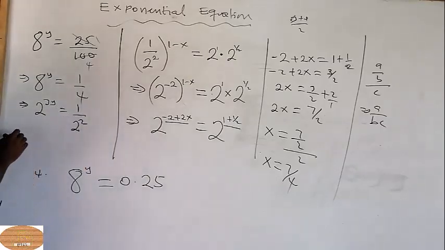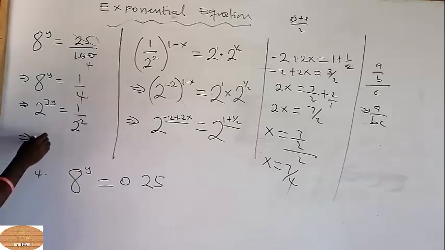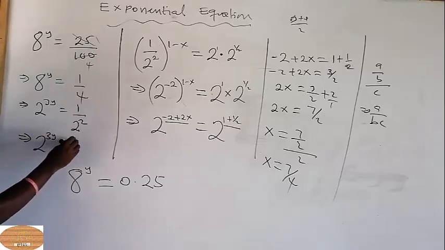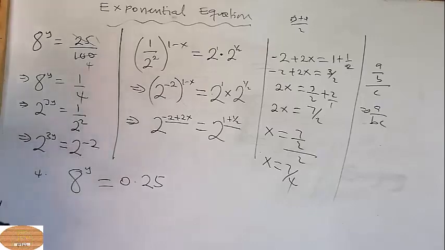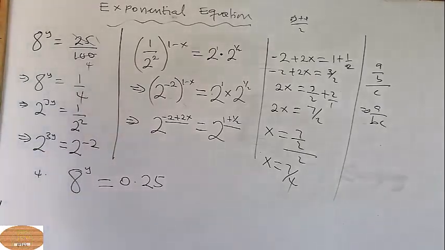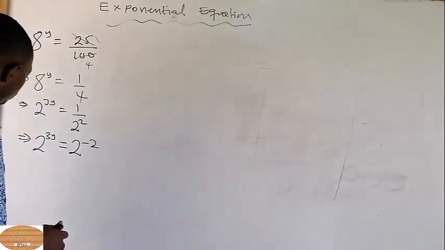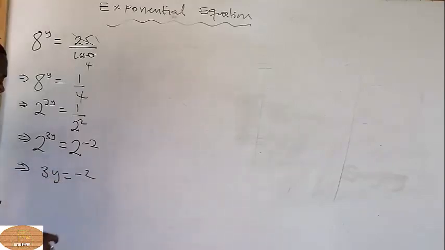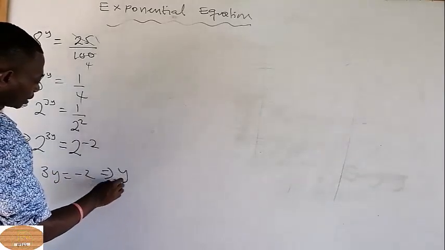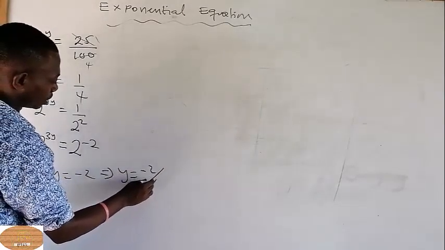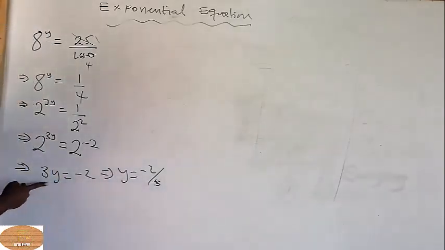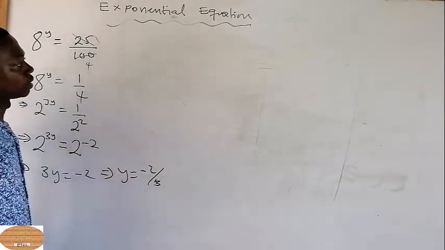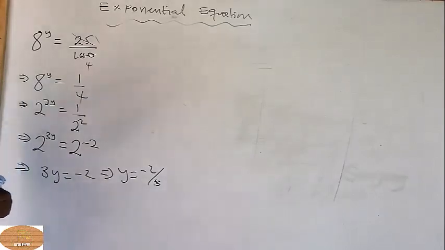Alright. So this one is the same as 2 to the power minus 2. So I have that. So this one is the same as 3y equals minus 2. Therefore, y will give you minus 2 over 3. So you divide each side by 3 and get this one. Alright, so it's not difficult.